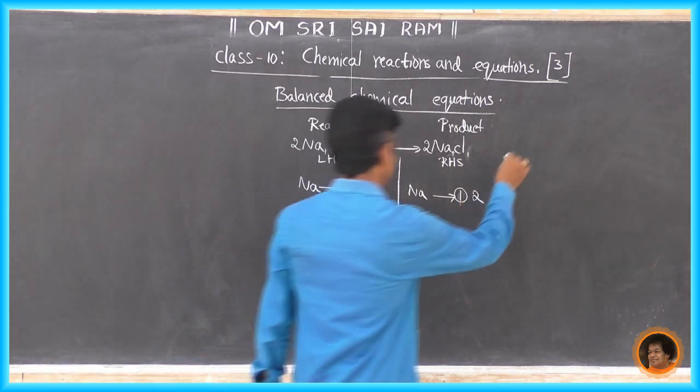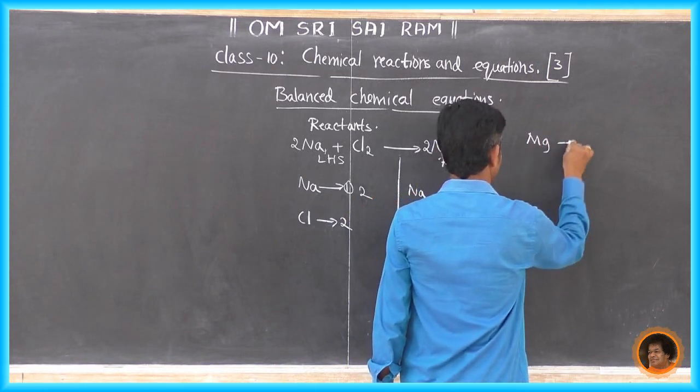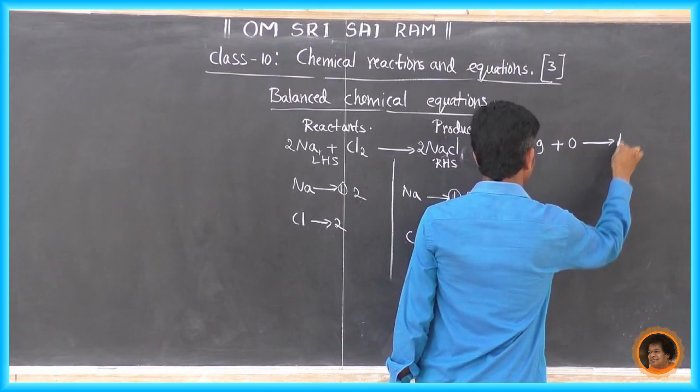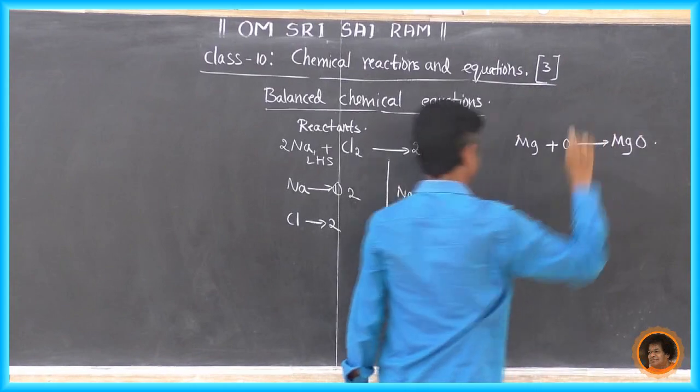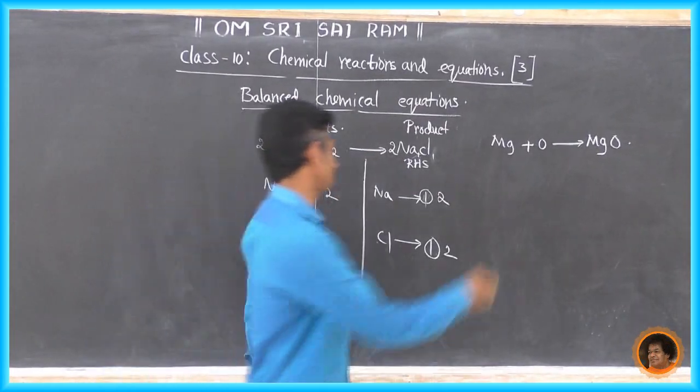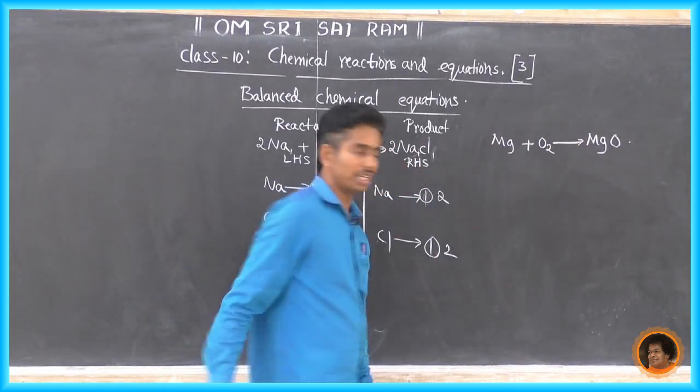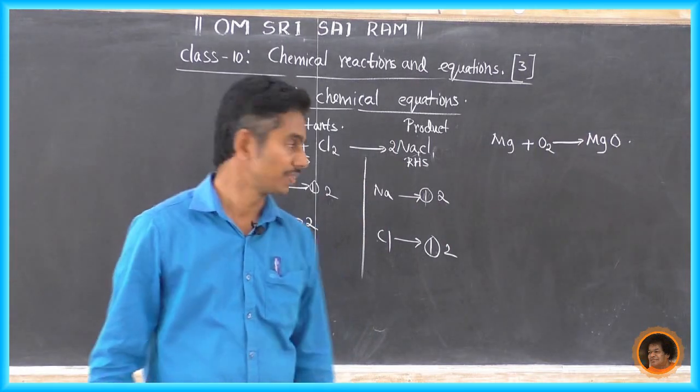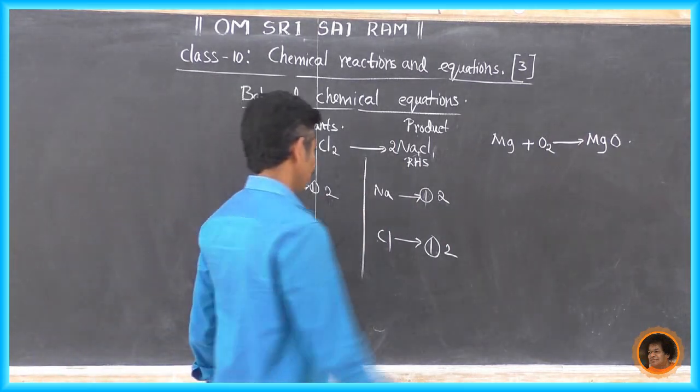Another example: magnesium reacts with oxygen, it gives magnesium oxide. Magnesium reacts with oxygen, meaning O2, and it gives magnesium oxide.